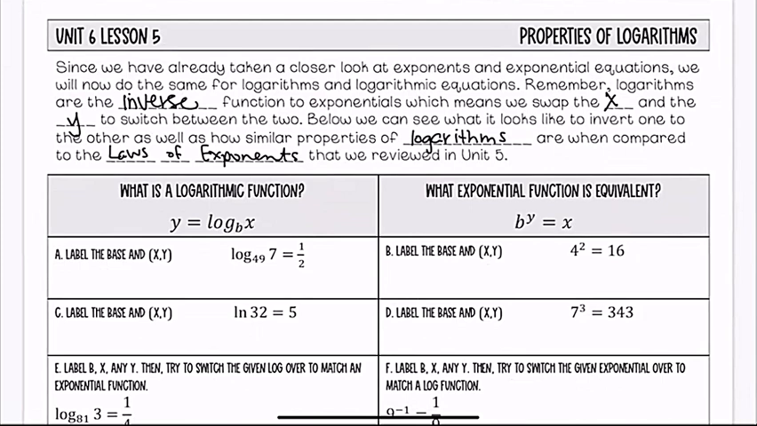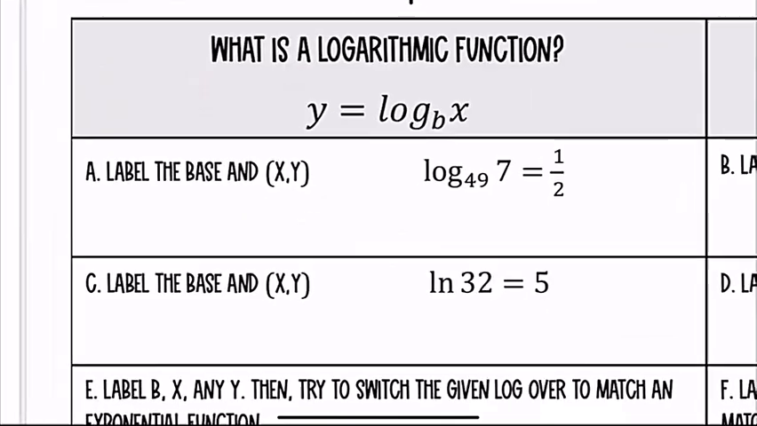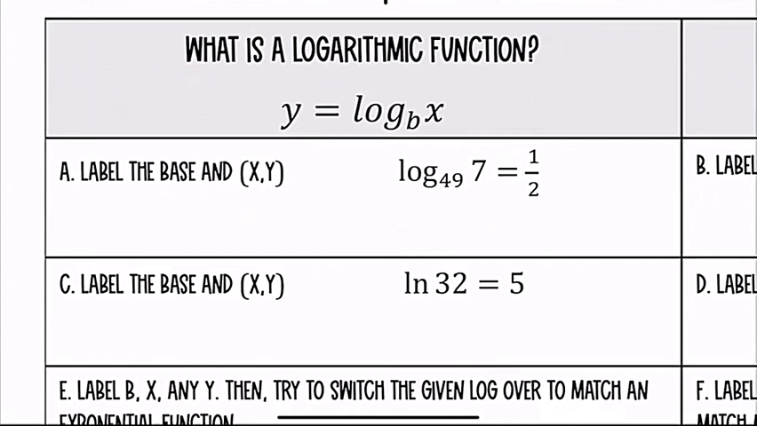Up here at the top, we're just going to cover how to label all of the parts of a logarithm and an exponential. And then for E through H, we're also going to practice swapping between the two. We'll look here first on this side, the left side, starting with A. A says label the base and x, y. Base, and then you have a point x comma y.